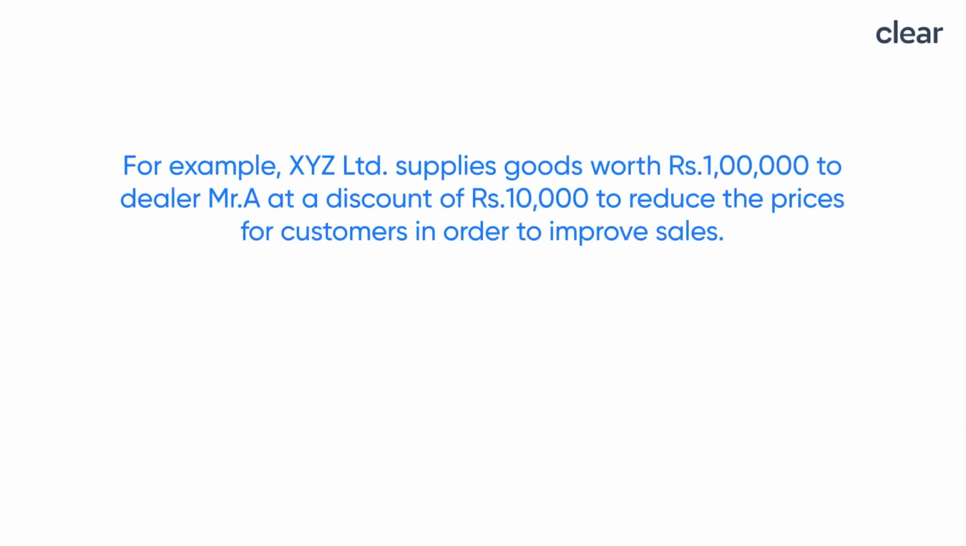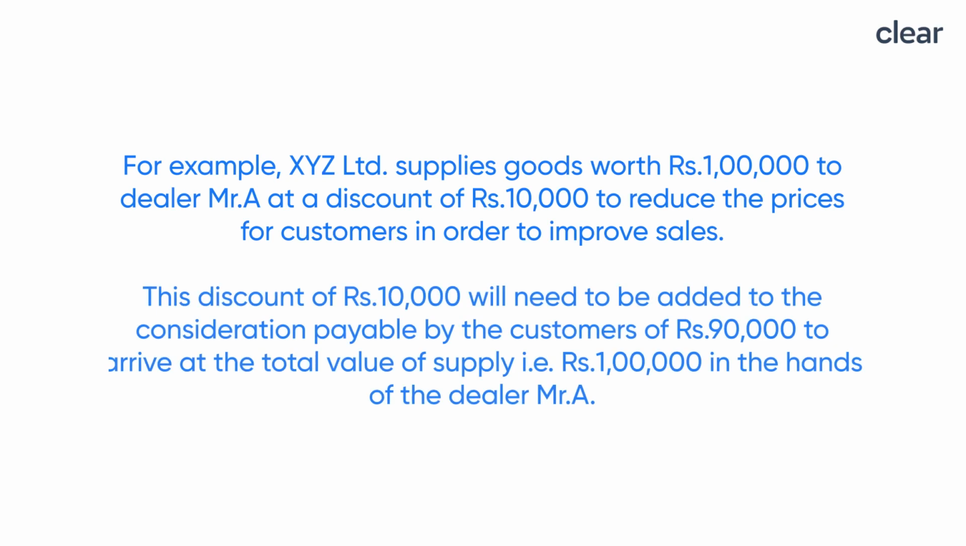For example, XYZ Limited supplies goods worth rupees 1 lakh to dealer Mr. A at a discount of rupees 10,000 to reduce the prices for customers in order to improve sales. This discount of rupees 10,000 will need to be added to consideration payable by the customers of rupees 90,000 to arrive at the total value of supply, that is rupees 1 lakh in the hands of dealer Mr. A. Note here that the customer can claim ITC only on GST actually paid by them, that is rupees 90,000.